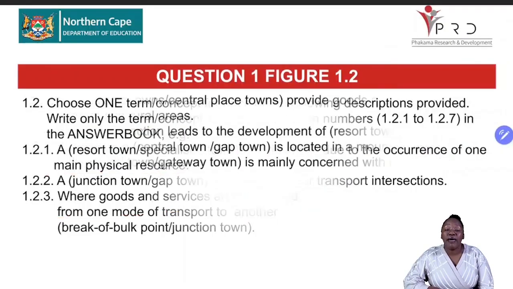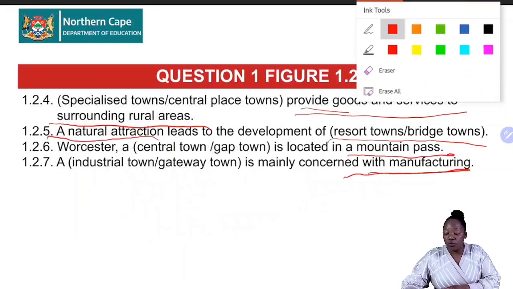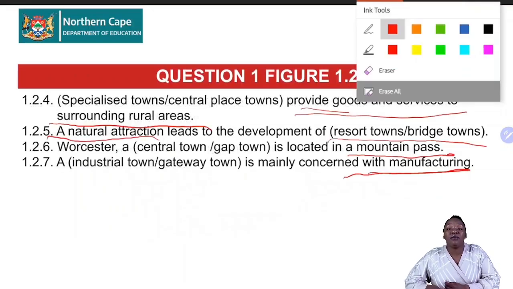With the hope that my girls and boys, you are done. So let us now answer question 1.2.4 to question 1.2.7, which means you now have the next 4 minutes, and then after 4 minutes, we will do the corrections. So your 4 minutes start now.